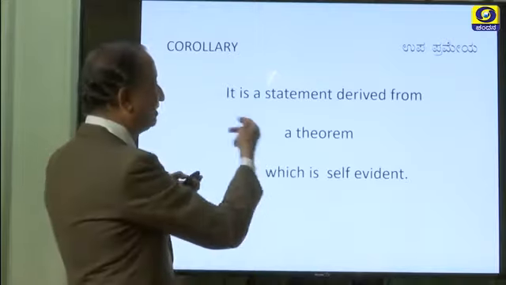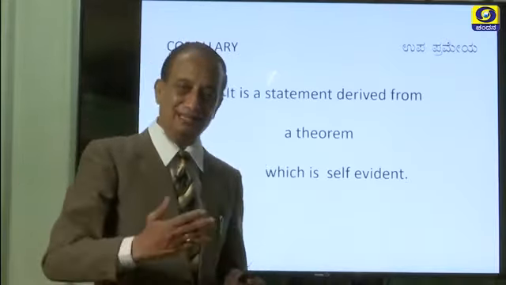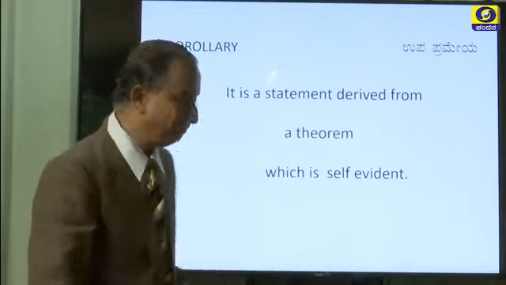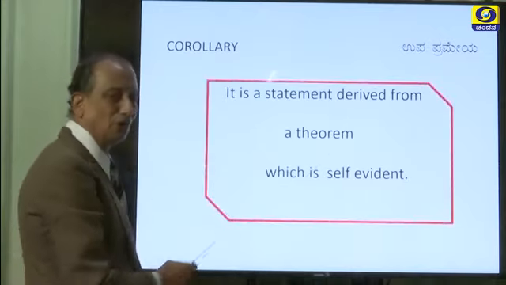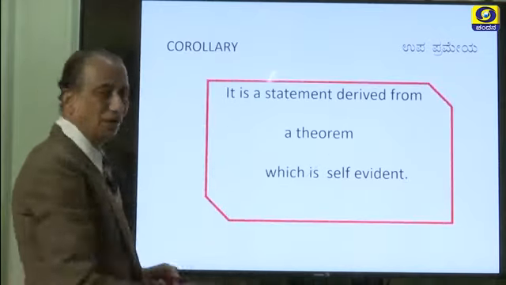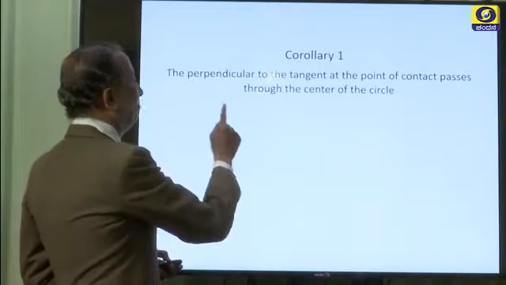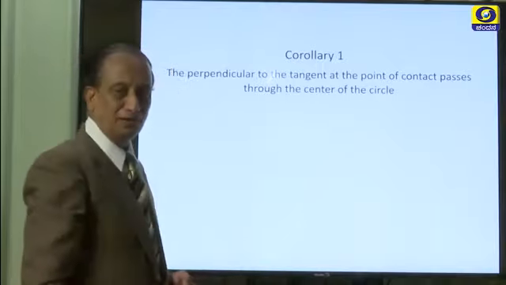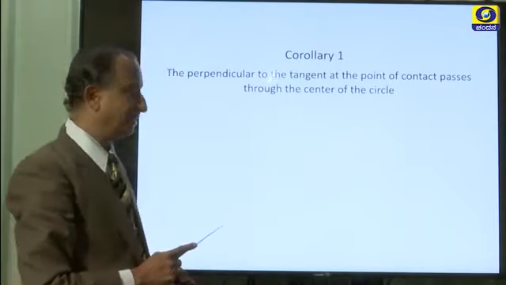The moment we state it after the theorem and the converse, we say, yes sir, it is quite natural, we can easily prove it. Therefore it is called self-evident. There are two corollaries. Let us try to understand them one by one. Corollary number one, look here: the perpendicular to the tangent at the point of contact passes through the center of the circle.